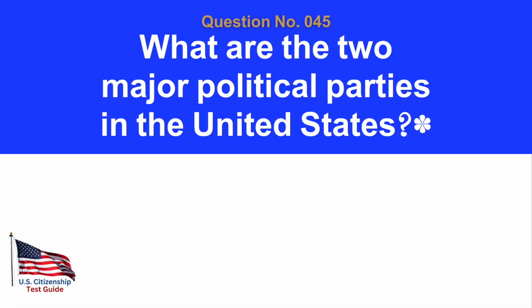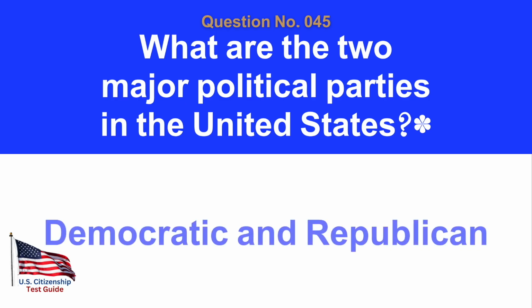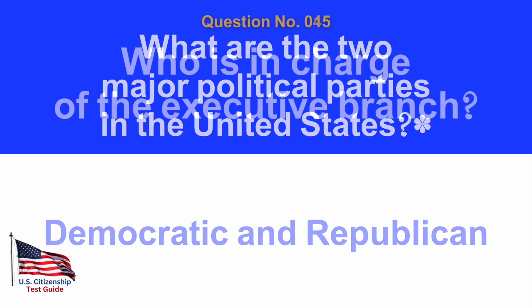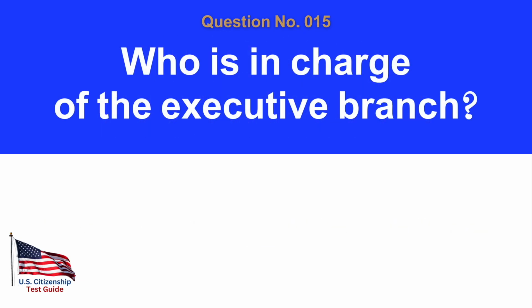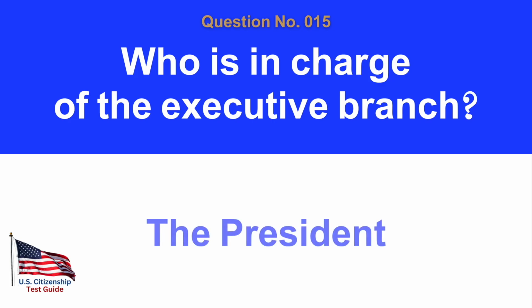What are the two major political parties in the United States? Democratic and Republican. Who is in charge of the executive branch? The President.